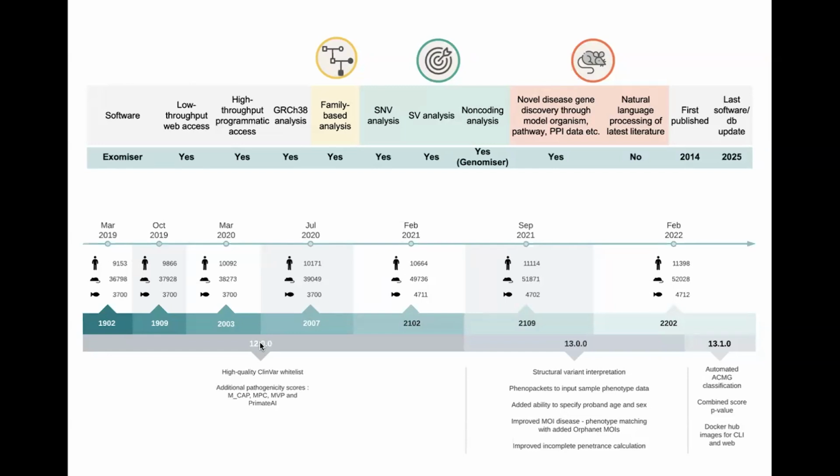So here you can see that important developments include the integration of ClinVar, the ability to support structural variant analysis, the possibility to use phenopackets, and last but not least, the implementation of automated ACMG classification, which is a classification system that provides a standardized framework for assessing variant pathogenicity based on multiple evidence types, similar to the ones that we mentioned before, like population frequency, functional evidence, pathogenicity predictors, and segregation.